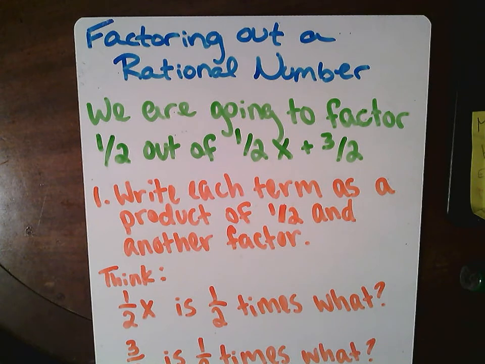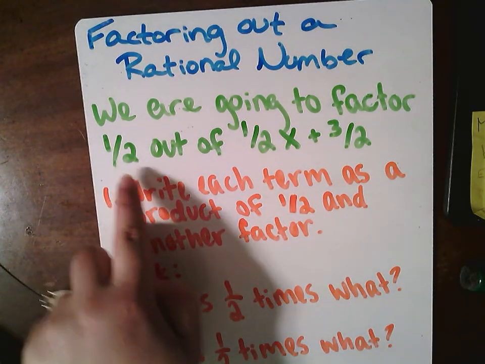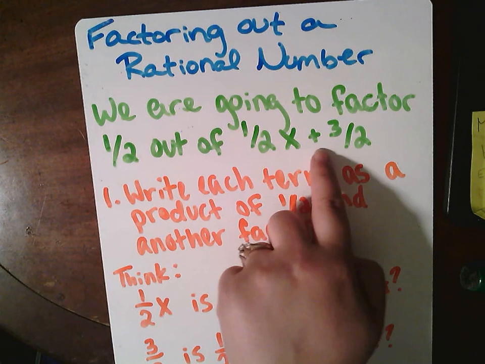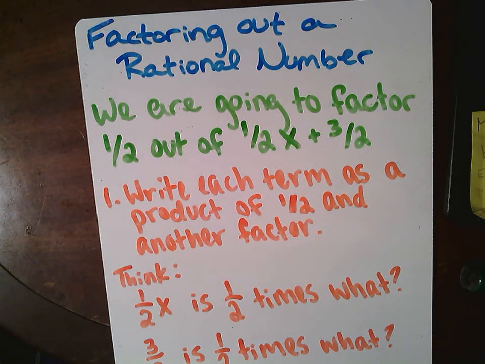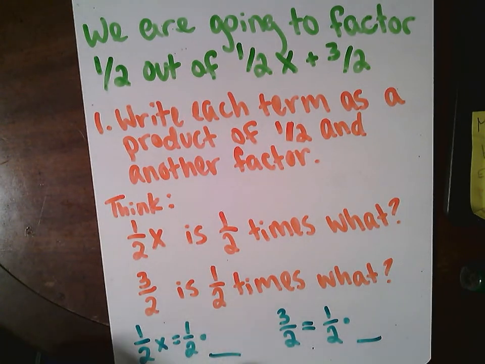We are factoring out a rational number and simplifying that way. So we're going to factor out 1/2 out of the 1/2 x plus 3/2. I know fractions are scary. Bear with me. So in step 1, we're going to write each term as a product. So that means we're multiplying 1/2 and another factor or another number. We're multiplying 1/2 and something else. Alright?